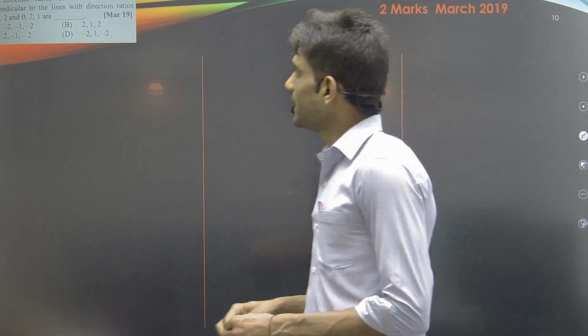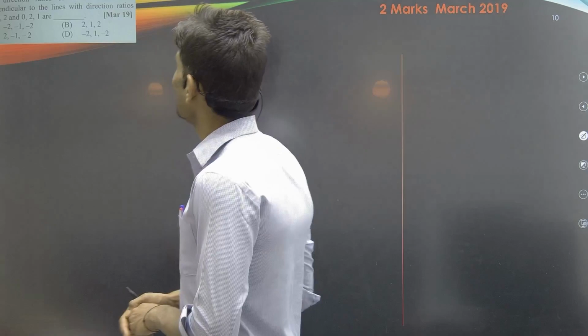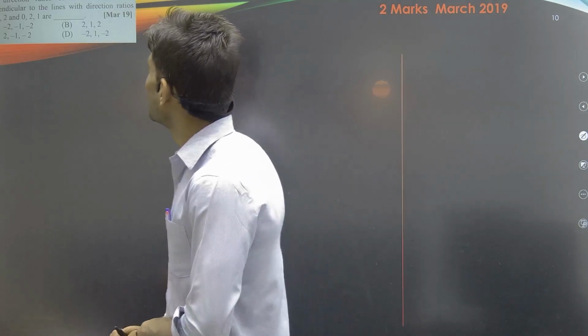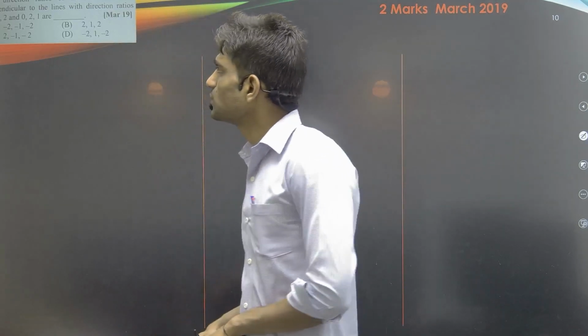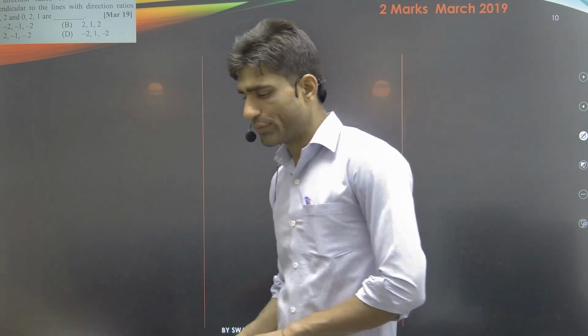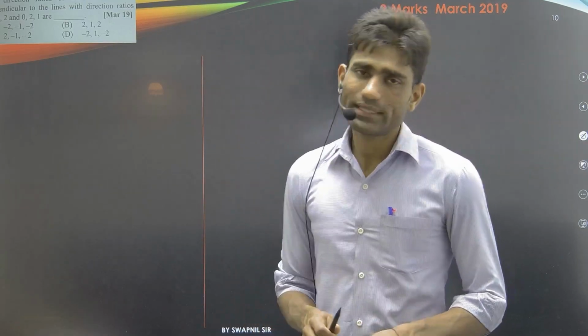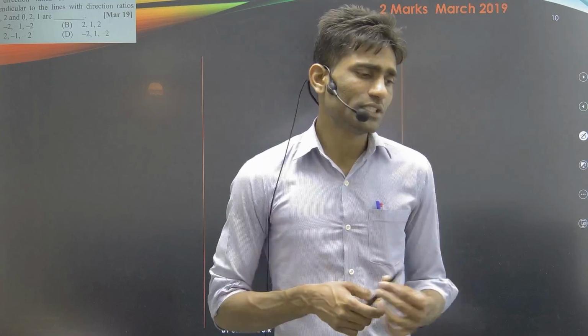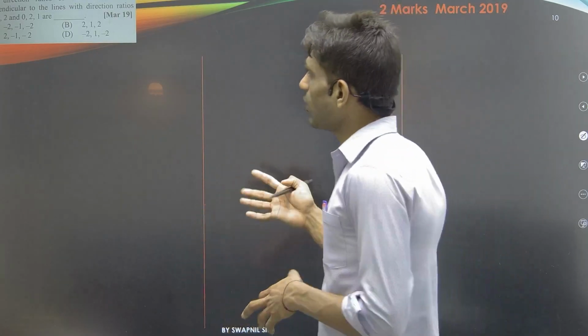This one is the last example. Find the direction ratios of a line which is perpendicular to the lines with direction ratios -1, 2, 2 and 0, 2, 1. The question is quite easy. A similar type of question we have attempted first, and similarly we have to solve this question.